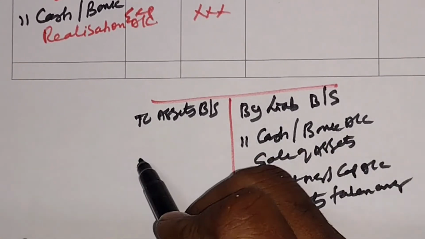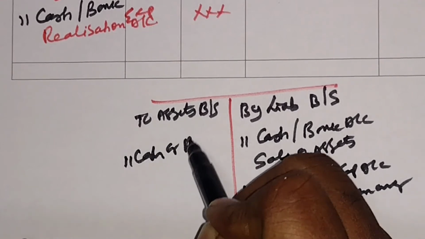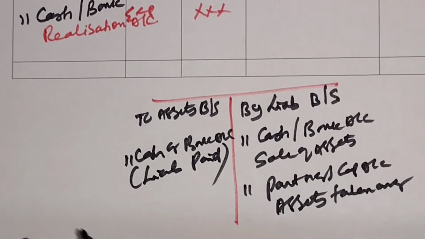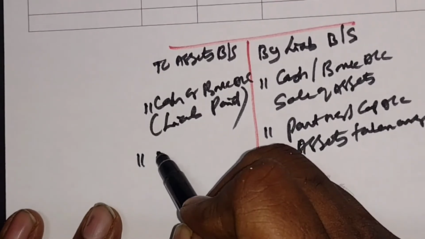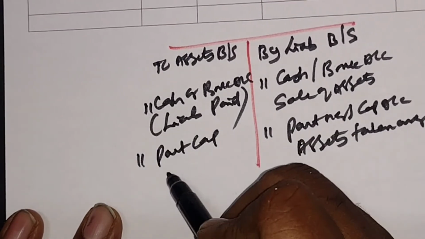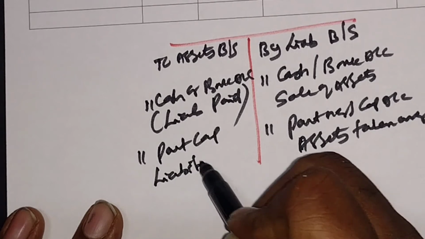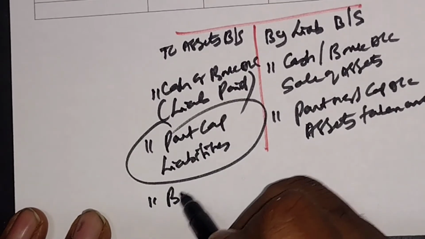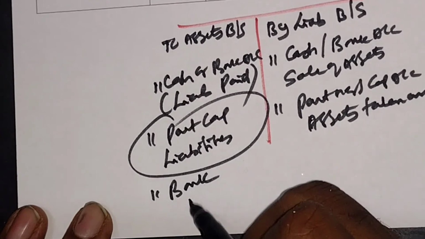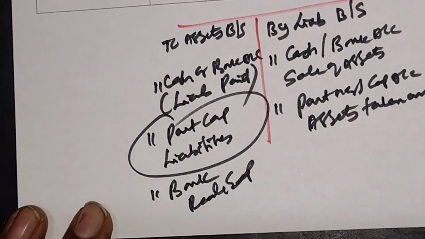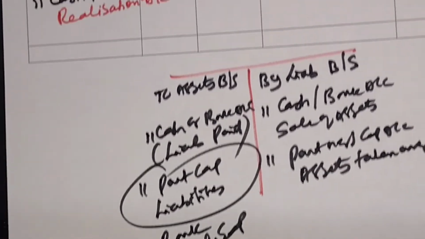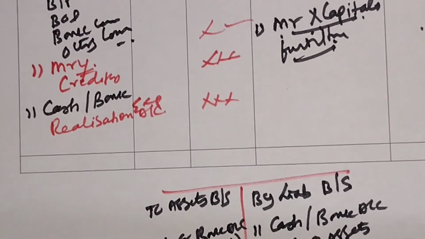So coming to debit side, to cash or bank account. What for? Liabilities paid. And concerned partners' capital account. What for? Liabilities that may be taken over. All these are optional. And the next one is once again cash or bank account. What for? Realization expenses.